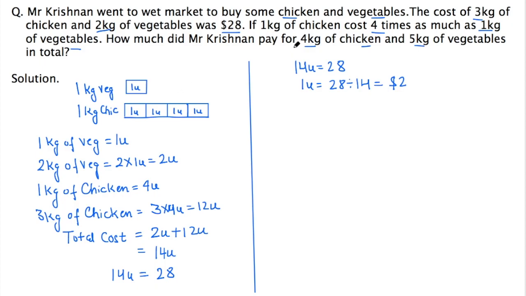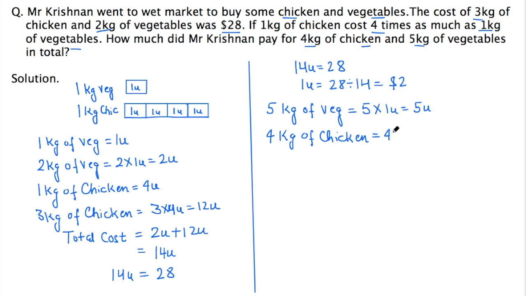Now we have to find out how much Mr. Krishnan paid for 4 kg of chicken and 5 kg of vegetables. The shortest way could be to find out how much 4 kg of chicken and 5 kg of vegetables are in terms of units first. We know that 1 kg of vegetables is 1 unit, so 5 kg of vegetables will be 5 times 1 unit, which is 5 units. Similarly, 1 kg of chicken is 4 units, so 4 kg of chicken will be 4 times 4 units. That will give us 16 units.